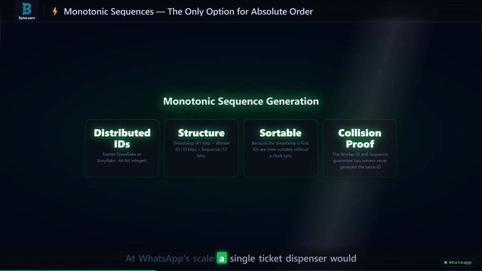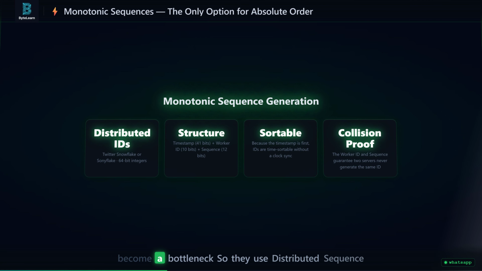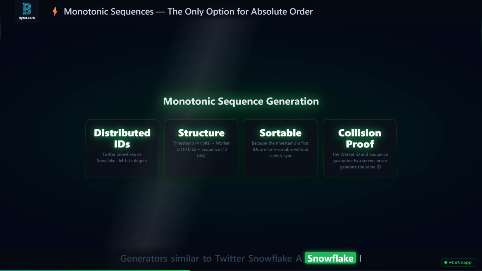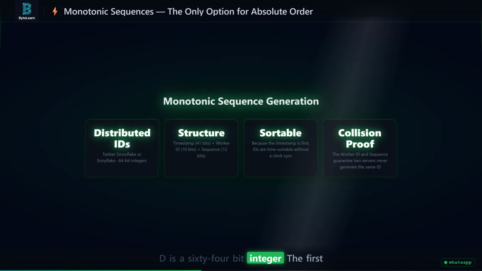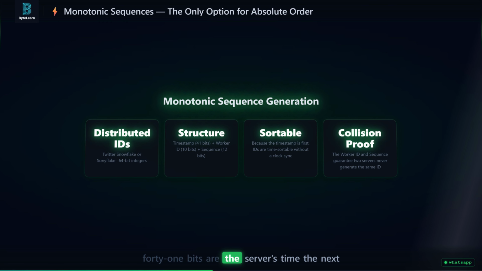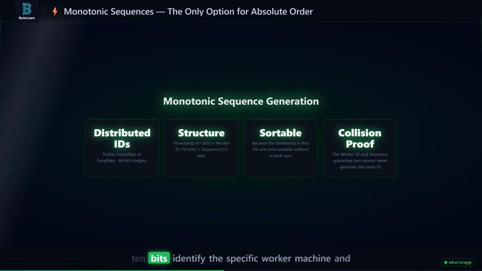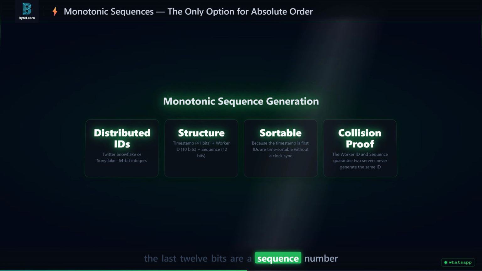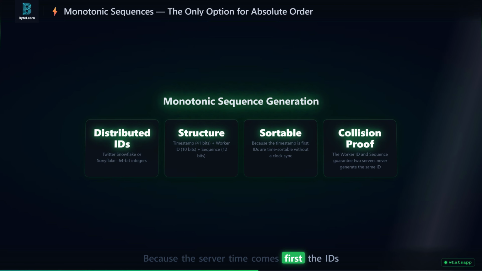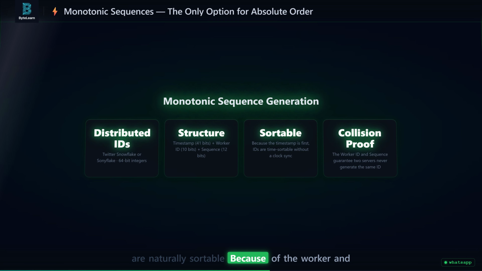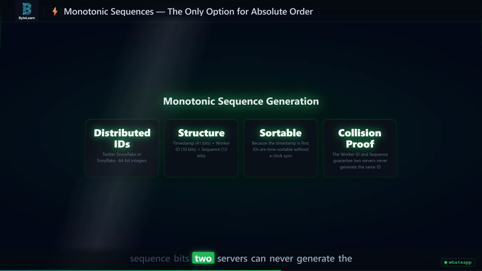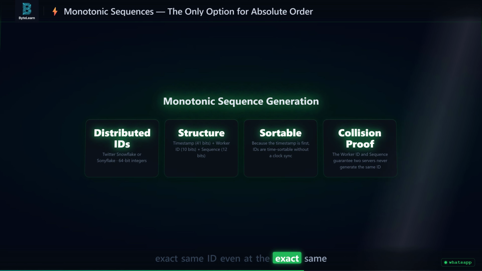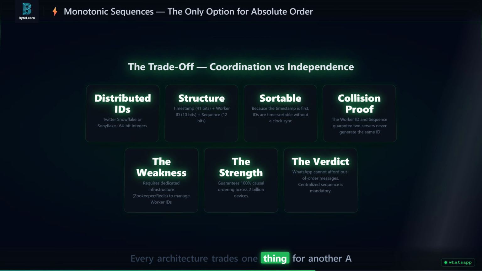At WhatsApp scale, a single ticket dispenser would become a bottleneck, so they use distributed sequence generators, similar to Twitter Snowflake. A Snowflake ID is a 64-bit integer. The first 41 bits are the server's time. The next 10 bits identify the specific worker machine, and the last 12 bits are a sequence number. Because the server time comes first, the IDs are naturally sortable. Because of the worker and sequence bits, two servers can never generate the exact same ID, even at the exact same millisecond.